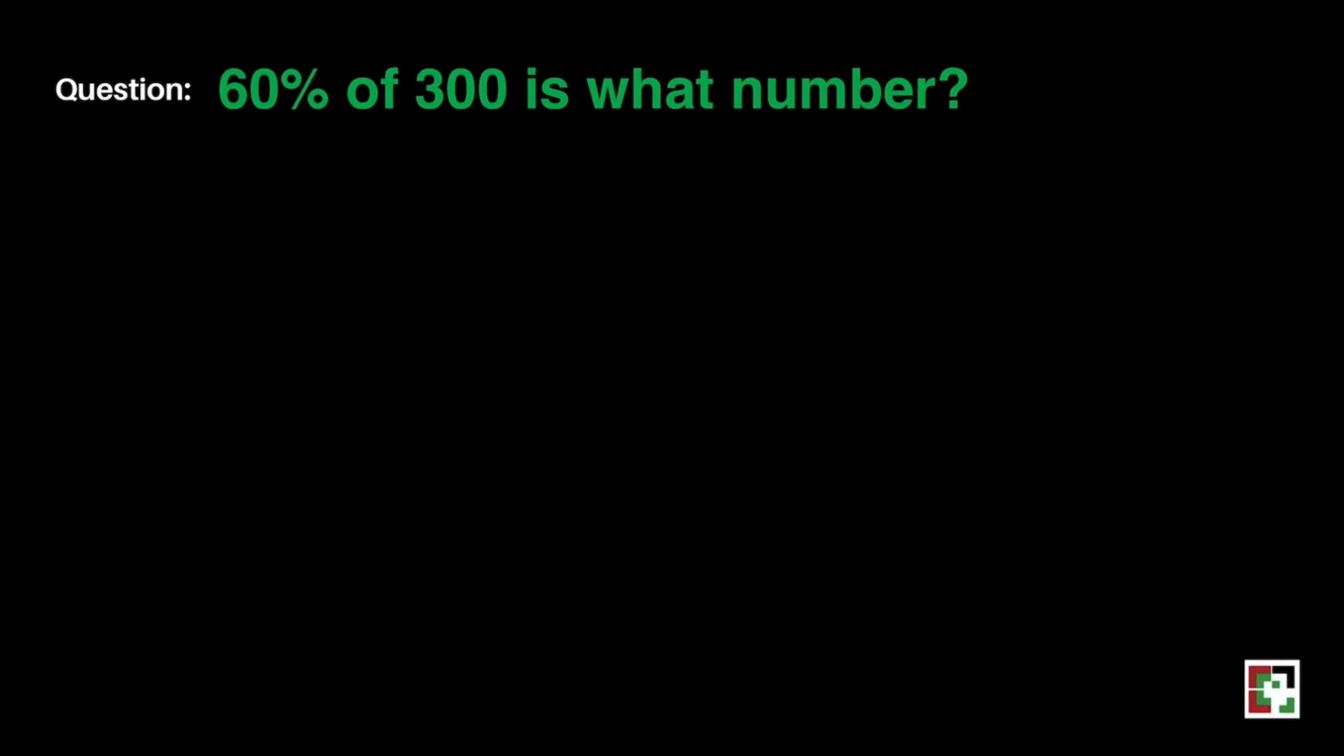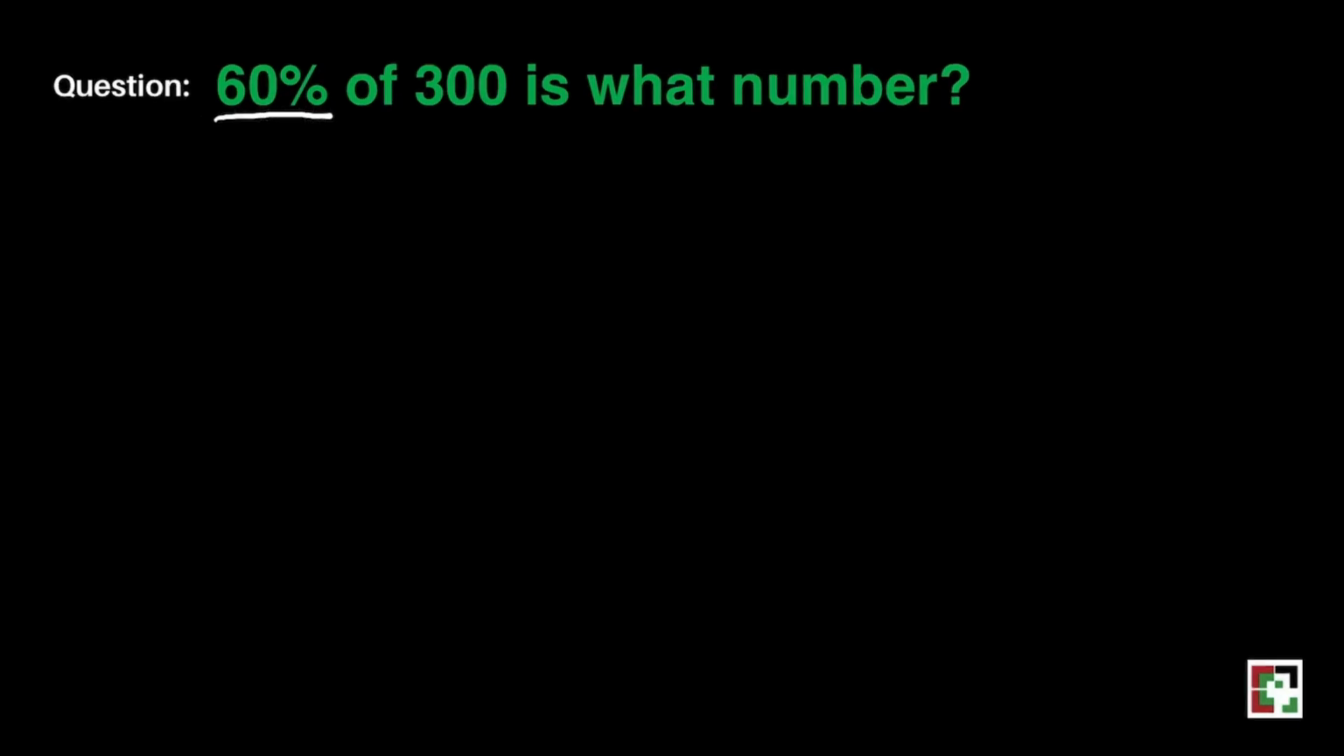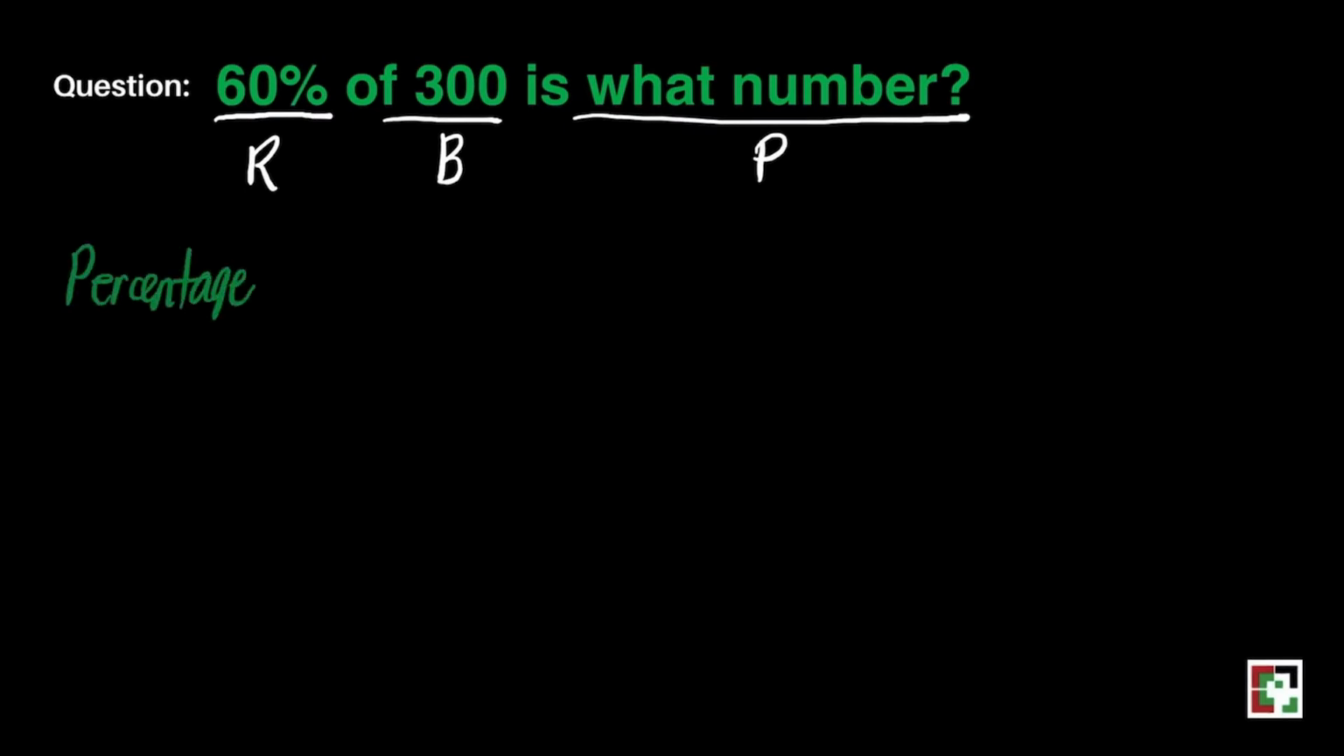60% of 300 is what number? We need to identify our given, base, rate, and percentage. For this case, 60% is our R or rate. 300 is our base, and we're looking for the percentage. We will be using the same formula. Percentage over base is equal to rate over 100. Let's just substitute this one.